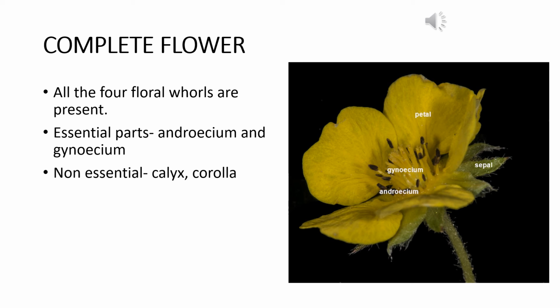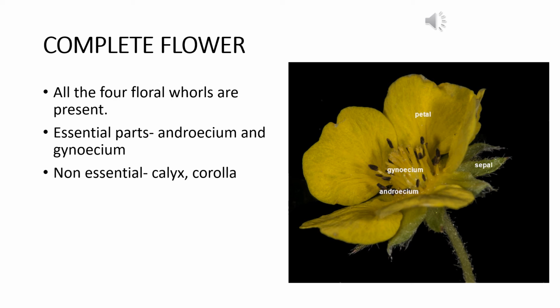The flowers in which all the four floral whorls are present, like the sepal, the petal, androecium and gynoecium, are called complete flowers, just like the flower given in the picture. Hibiscus or China rose is one example of a complete flower.